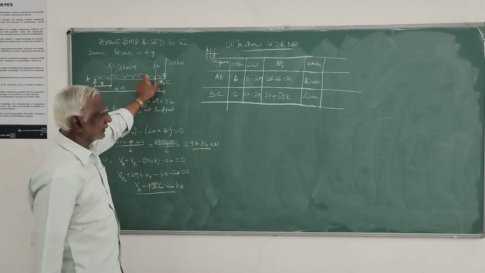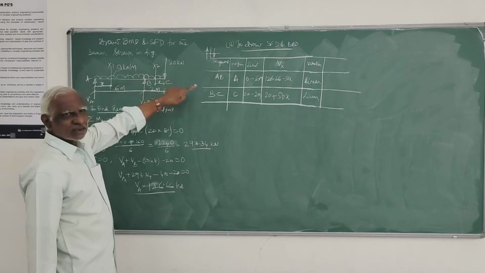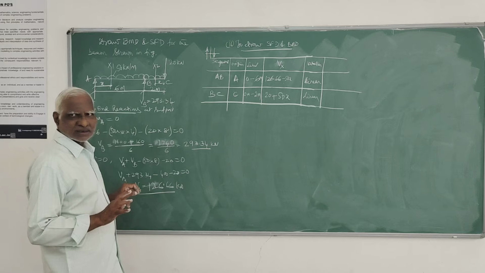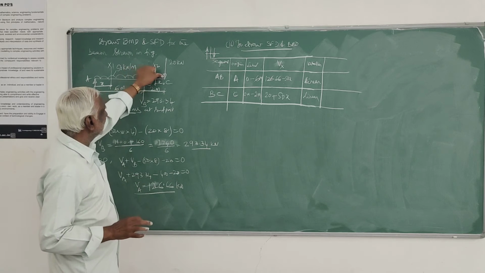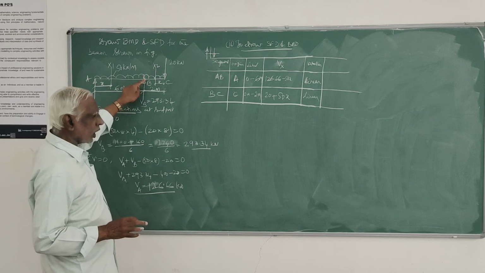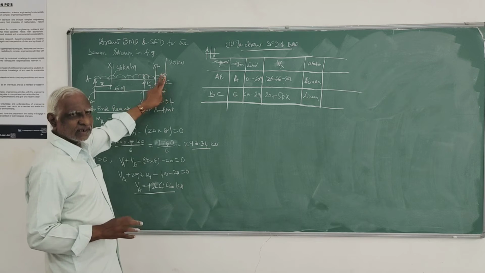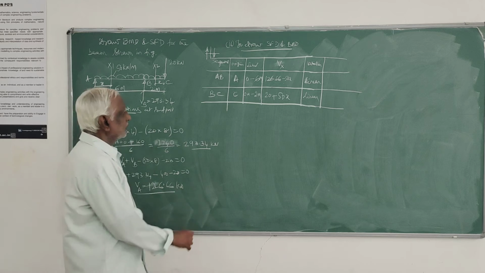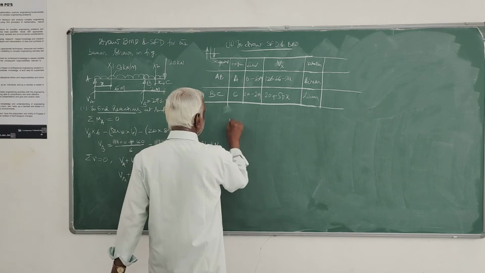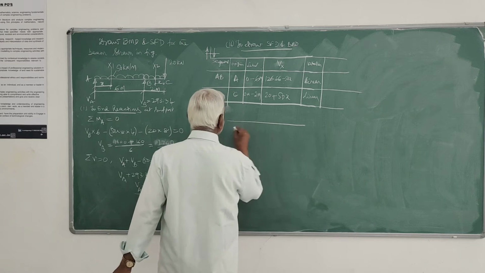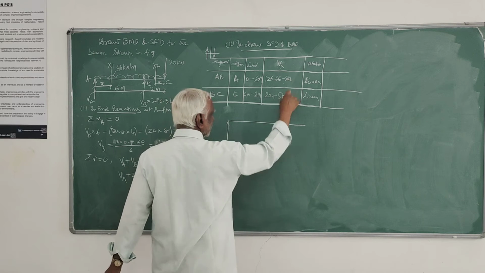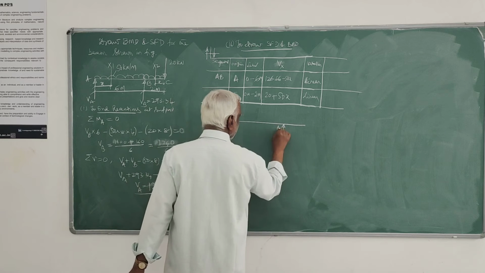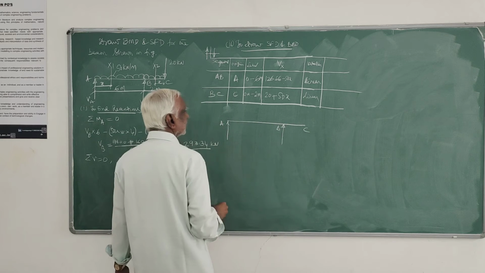If this was not there, this would have stopped here and that would have become constant. You have to be careful. If this UDL has stopped here at B, not extended, then it is only constant form. That's all. Now we can plot the shear force diagram. I will straight away plot because I know the equations, everything. I will plot it and do A, B, C.